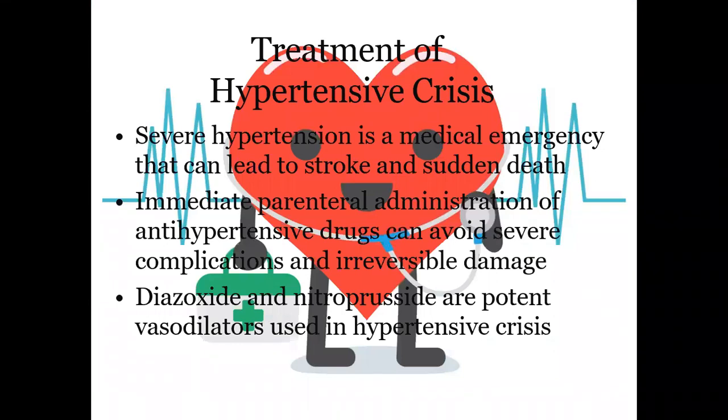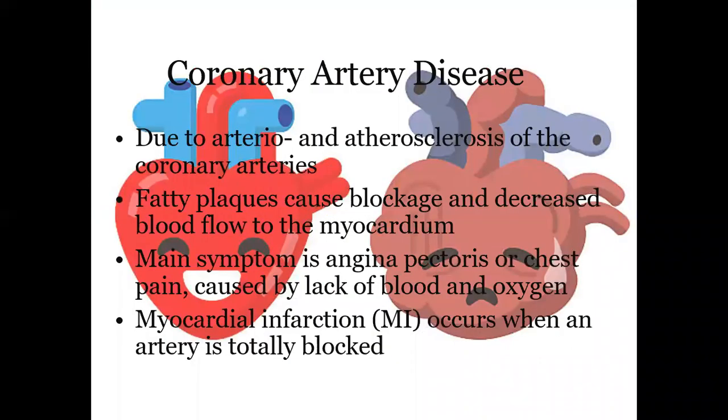Treatment of hypertensive crisis. Severe hypertension is a medical emergency that can lead to a stroke and sudden death. Immediate parenteral administration of antihypertensive drugs can avoid severe complications and irreversible damage. Diazoxide and nitroprusside are the potent vasodilators used in hypertensive crisis.